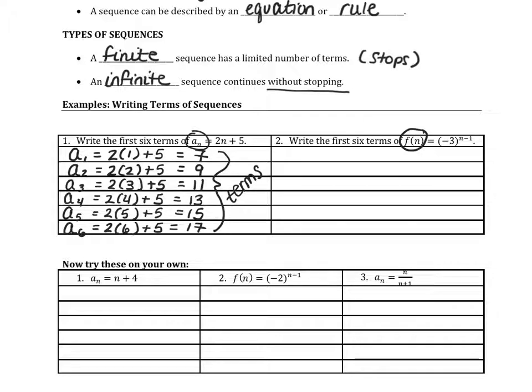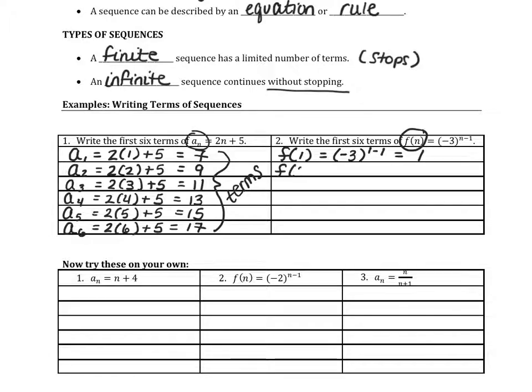So we'll write it this way then. f of 1. What that means is in my equation, I'm going to plug in a 1 for n. So we have -3 to the power of 1 minus 1. 1 minus 1 is 0. And if you have -3 to the 0 power, that's going to give you 1.